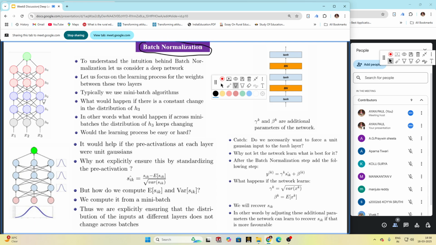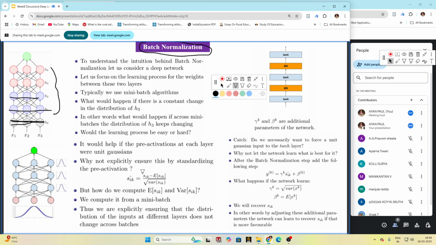In input normalization we are only normalizing the input layer, but in batch normalization we will focus more on the pre-activation of the hidden layer. So that is the concept of batch normalization. It would help if the pre-activation at each layer were unit Gaussians. So what is our target? Our target is to convert the pre-activation into unit Gaussians.